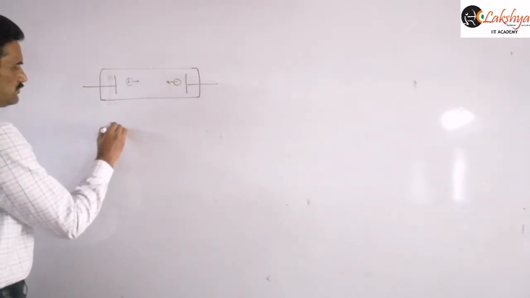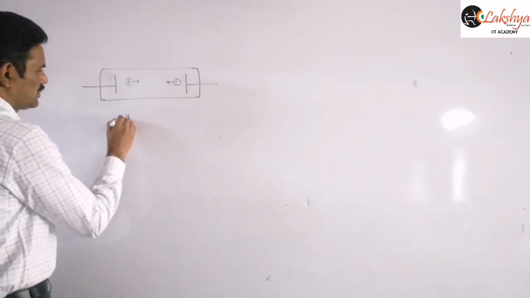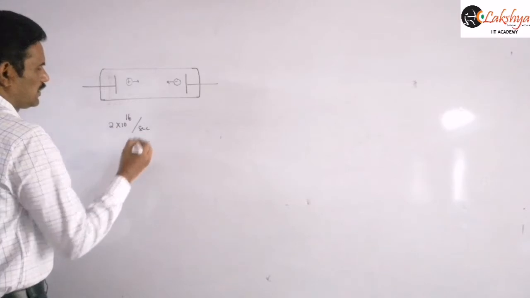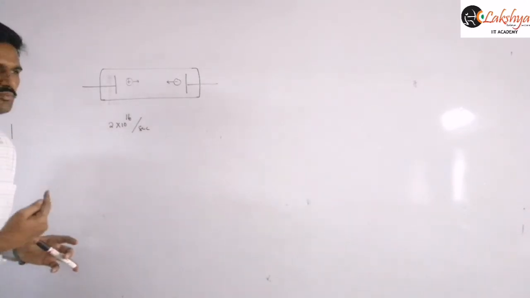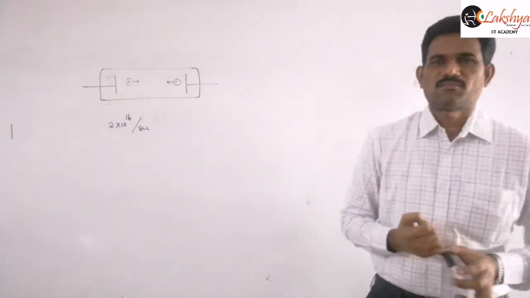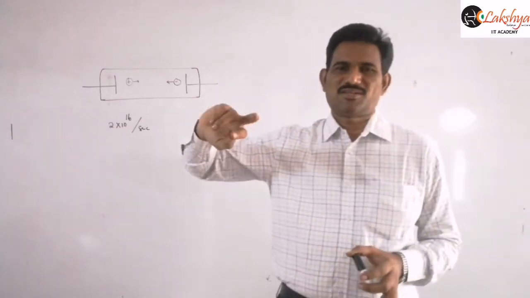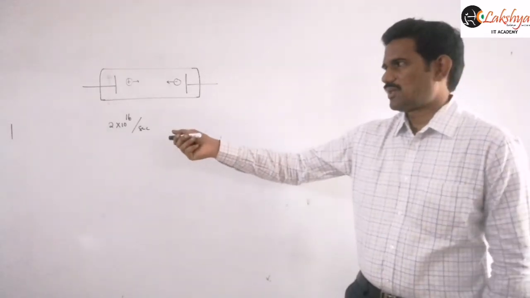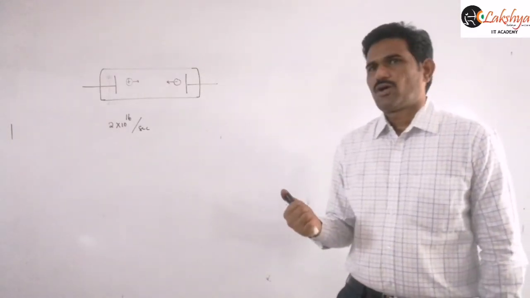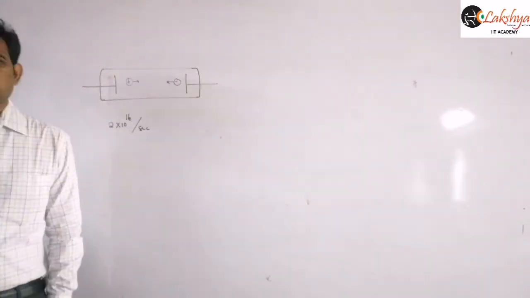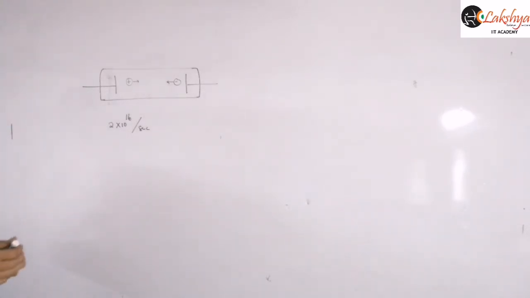In a discharge tube, 2 into 10 power 16 singly ionized positive ions. Singly ionized means only plus e, so the charge on this will be plus e. If it is doubly ionized, then we need to consider plus 2e. So I am taking it as singly ionized positive ions crossing the given cross section per second from left to right.